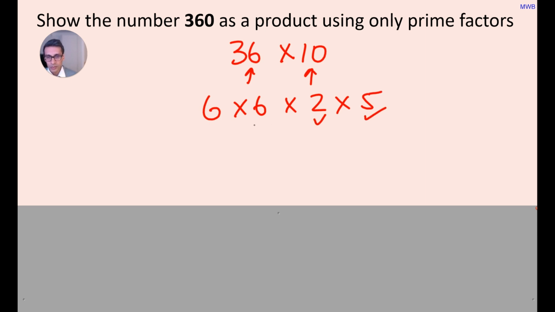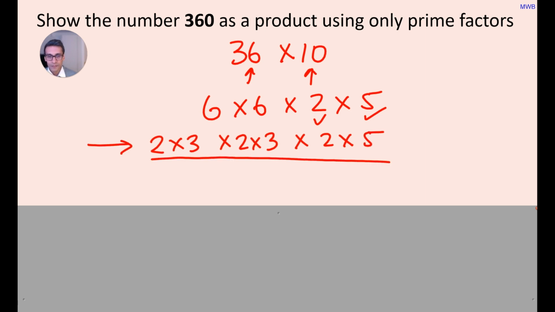The 6, however, we can break down further. Each of these 6's is actually just 2 times 3. And there's another 6, so that's another 2 times 3. And then we're going to bring the 2 times 5 down. So this here will multiply out to give me 360.